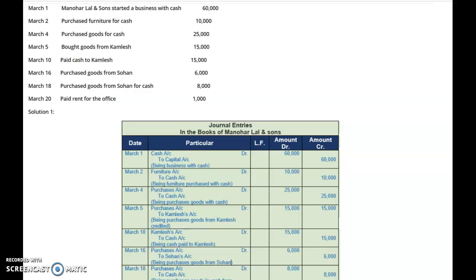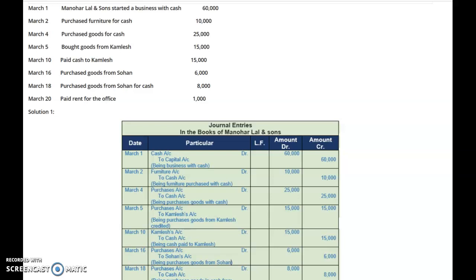Kamlesh is a personal account, and personal account rules say debit the receiver. Who is receiving this cash? Kamlesh is receiving this cash. So the Kamlesh account is to be debited and the cash account is to be credited, as cash is going out. Debit what comes in, credit what goes out. Cash is going out, so cash will be credited here.